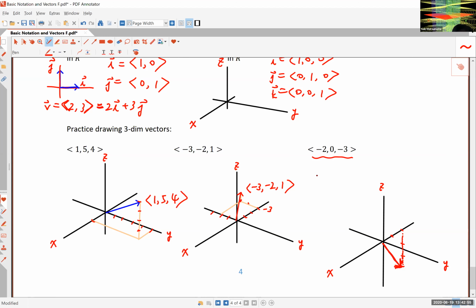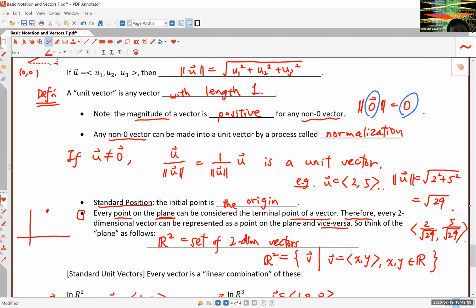So this is pretty much your introduction in section 2.1 to 2 and 3 dimensional vectors. I hope it's clear, and then we will go into a lot more interesting things about vectors and vector spaces in the sections to come.